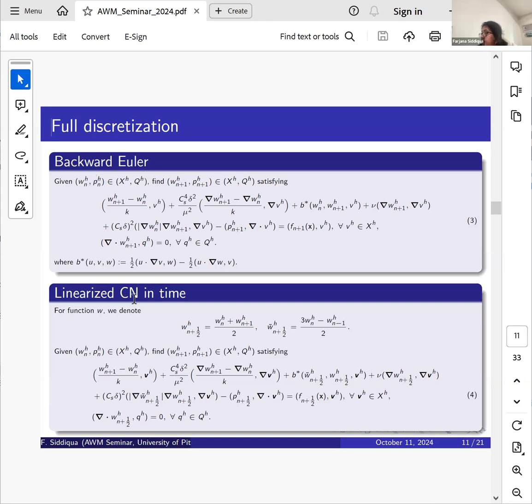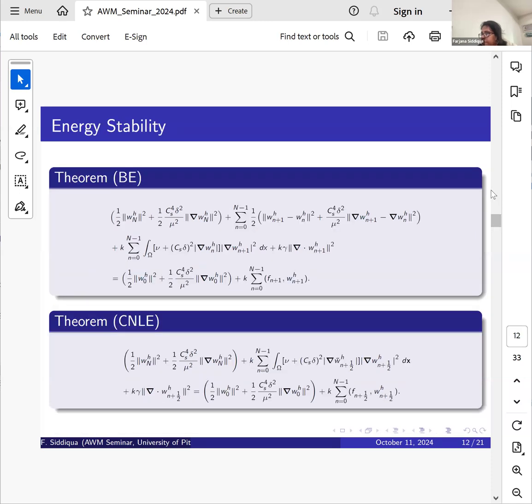We have a reason for choosing these two. Backward Euler has numerical dissipation. Because of backward Euler, the system has more numerical dissipation in it, and that's why, even though we are aiming to see the backscatter, we will not be able to see it if we use backward Euler. So our goal is to see backscatter, as I was telling you earlier.